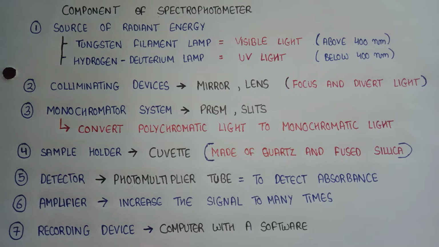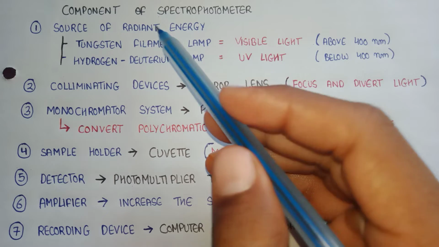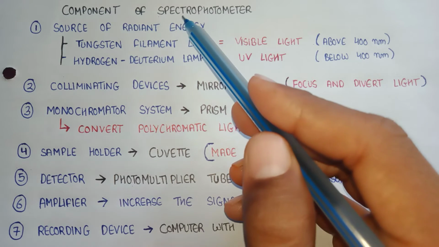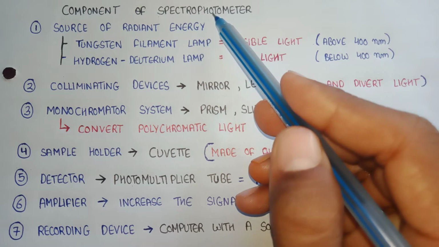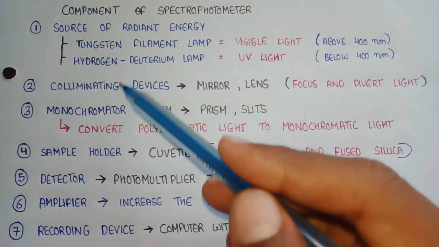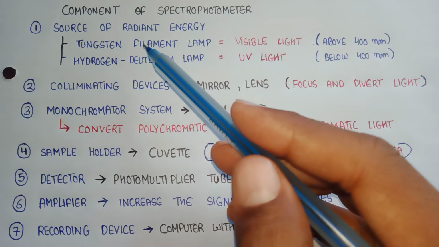Components of UV visible spectrophotometer. In this video, we are going to learn about the components of the UV visible spectrophotometer. So here are the components which are included in the UV visible spectrophotometer.